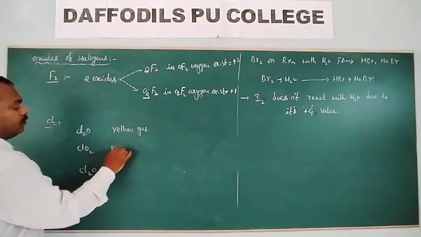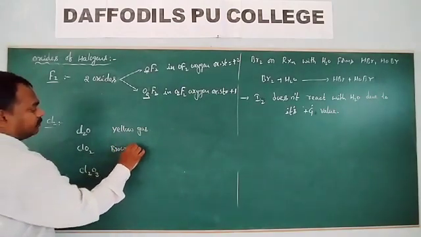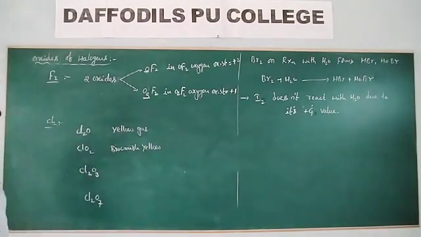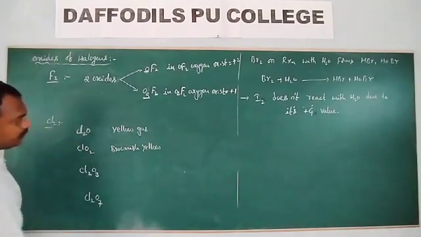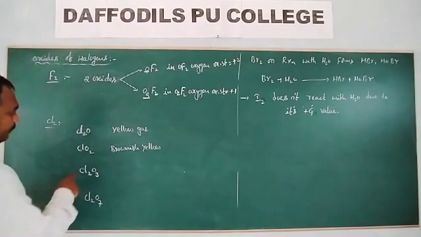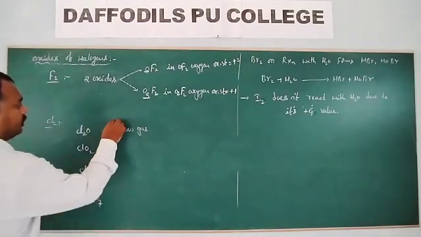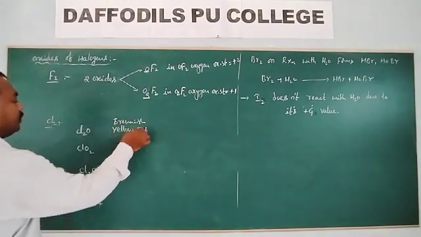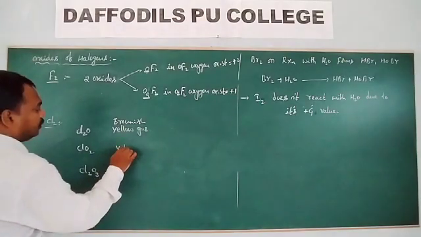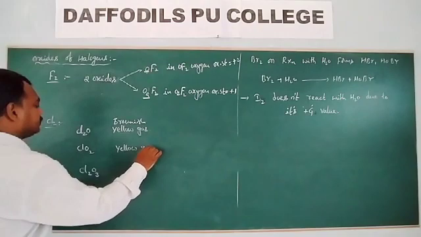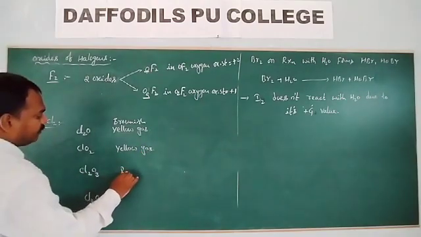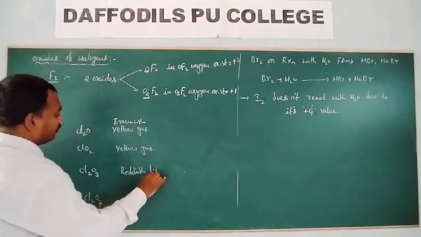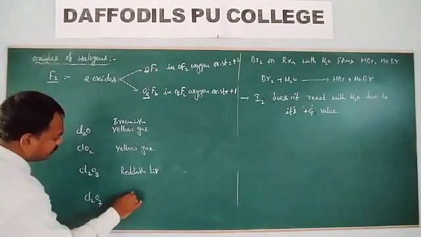ClO2 is a brownish yellow color gas. Cl2O3 is a reddish liquid. And Cl2O7 is a colorless liquid.